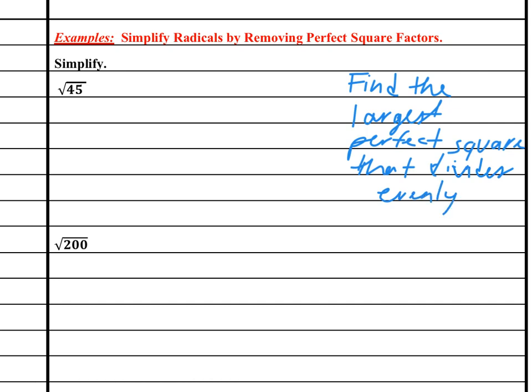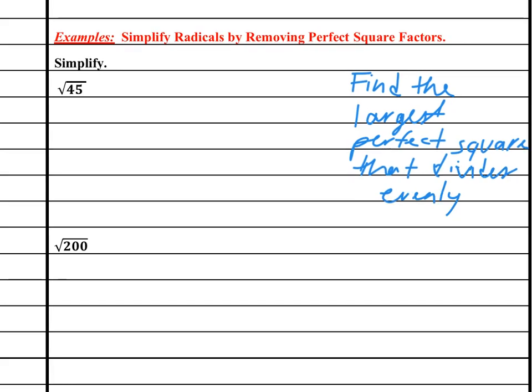Okay. We're going to go through these examples pretty fast because I know you should have learned this before. Find the largest perfect square that divides evenly. If you don't find the largest one, it's not a big deal. We'll talk about that in a second. But you at least got to find something that divides evenly, a perfect square. Again, we're talking about 1, 4, 9, 16, 25, etc.